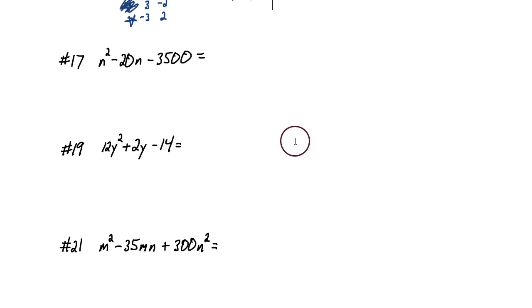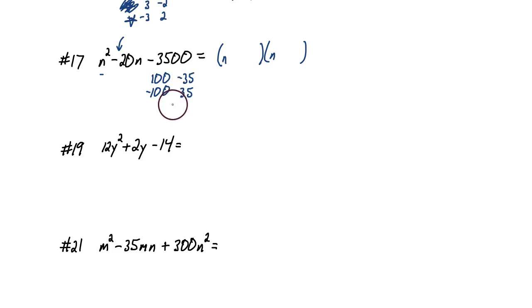Number 17. Let's try factoring this trinomial using FOIL. N times n is our n squared. Now what times what is negative 3,500? One possibility is 100 times negative 35. Another possibility is negative 100 times positive 35. But notice that when you combine these together, you get 65 and negative 65. You don't get negative 20. These numbers are too far apart.